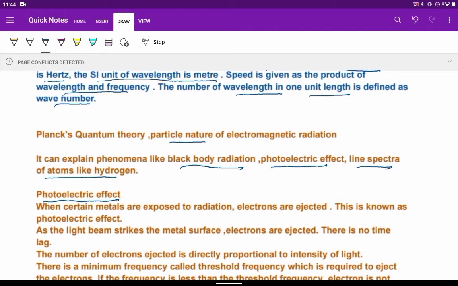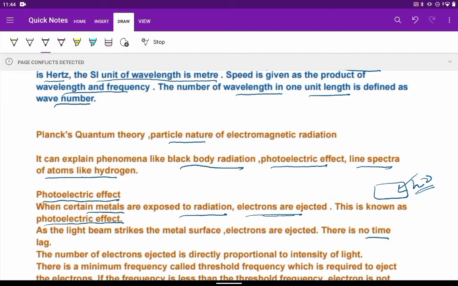Whenever certain metals are exposed to radiation, electrons are ejected. This is called the photoelectric effect. That is, if this is the surface of the metal, radiation is striking on it. If the radiation has frequency nu, its energy will be h nu, E is equal to h nu. So as soon as the radiation strikes the surface, electrons are ejected. This phenomenon is called the photoelectric effect.